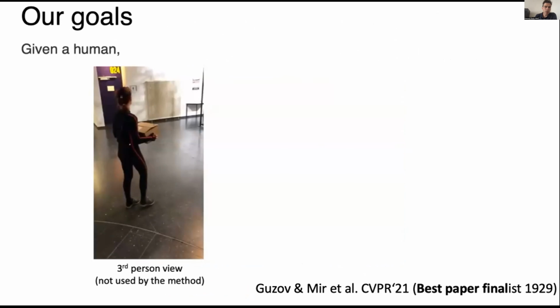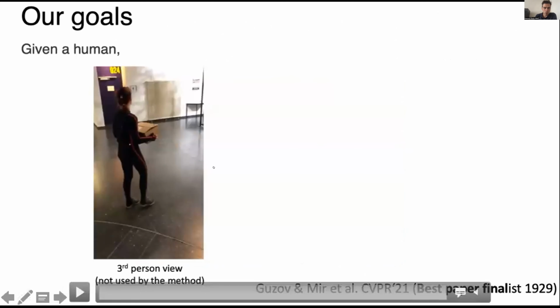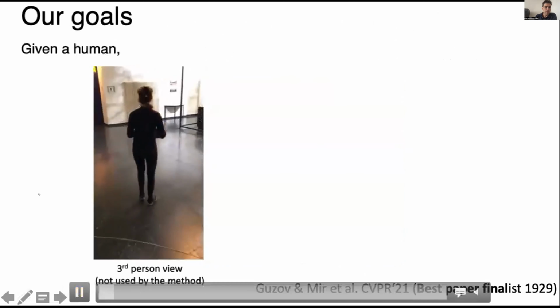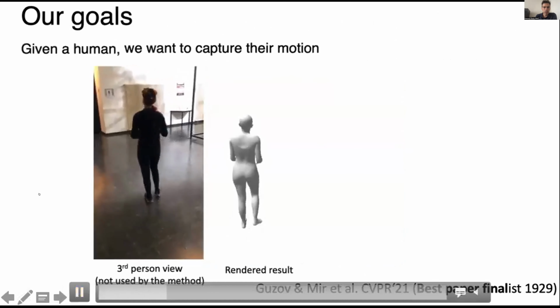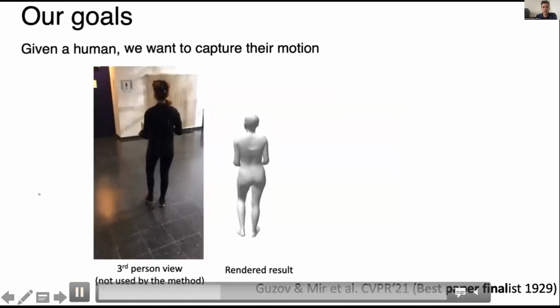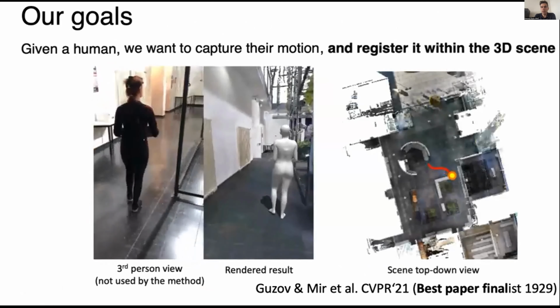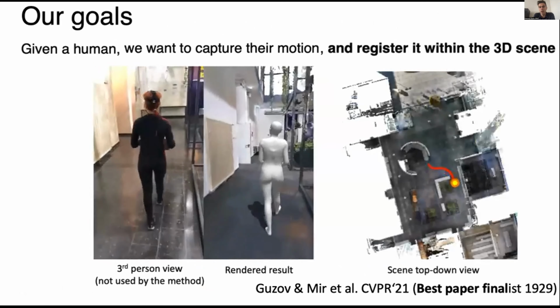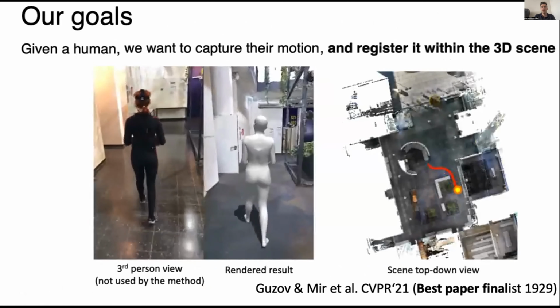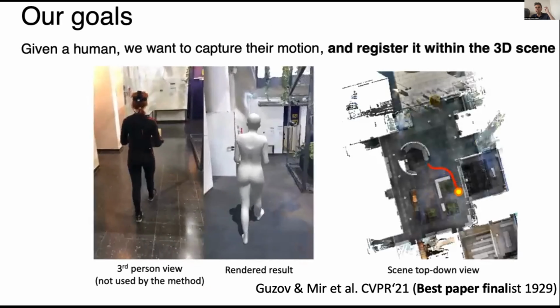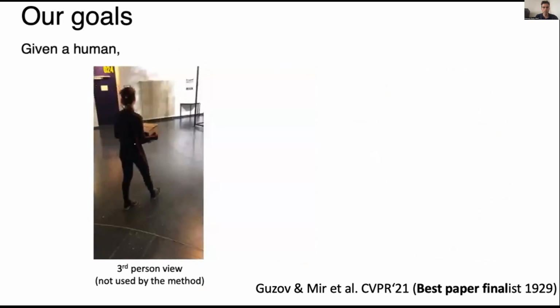So basically the goal here was to not only capture the human motion, as you can see here, but also be able to register where the human is within a 3D map of the environment. Here we assume that we have a 3D reconstruction of the environment, and we want to reconstruct the human motion coherently with the surrounding 3D environment in a way that is realistic.